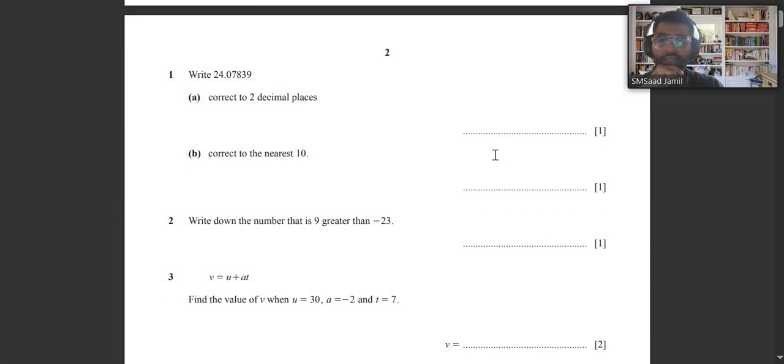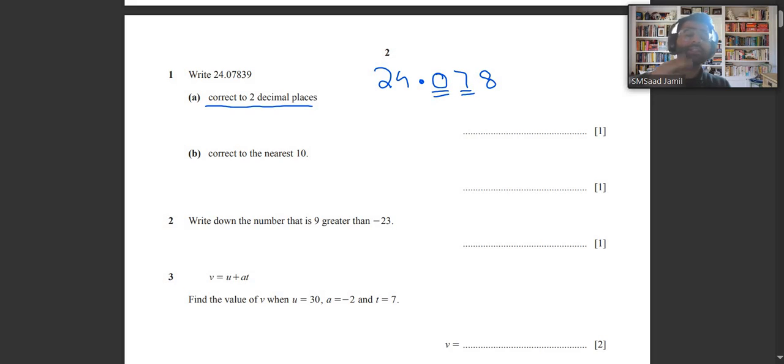So the first question that you have over here is write 24.078 correct to 2 decimal places. Okay. So first of all, write 24.078. Look, 0 is the number after 1 decimal place and 7 is the number after 2 decimal places. So you will write 24.0. After 7 you have the number 8, and because 8 is greater than 5, we will round off 7, and 7 will also become 8.